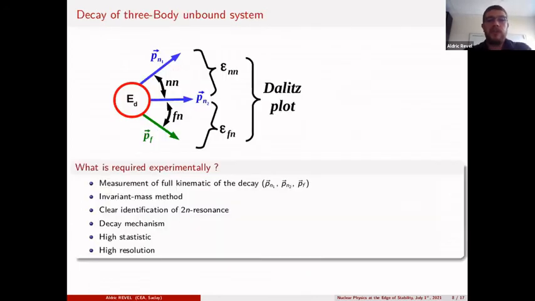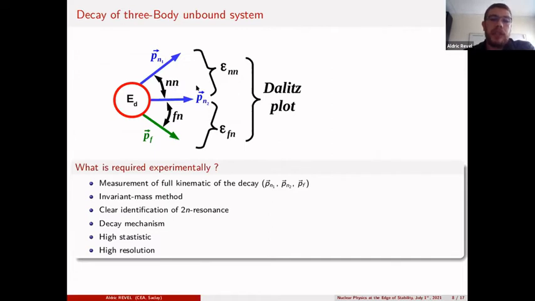So using this kind of setup, we have access to the full kinematics of the decay: the momentum of the first neutron, the momentum of the second neutron, and the momentum of the fragment. We can reconstruct, using the invariant mass method, the energy of the system, and that allows us to perform the 2 neutron unbound spectroscopy of the nuclei populated. And we can also look at the decay mechanism of the three body.